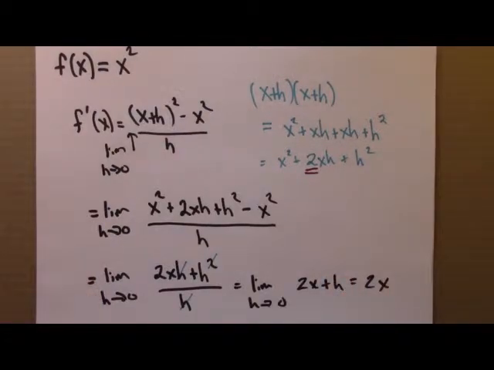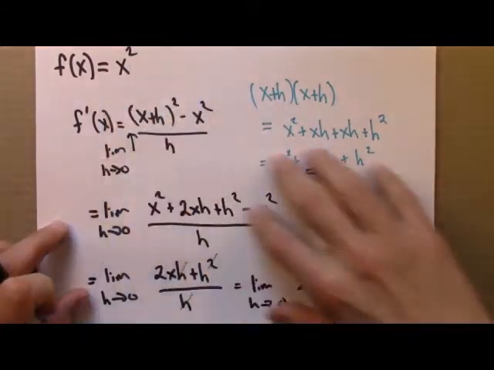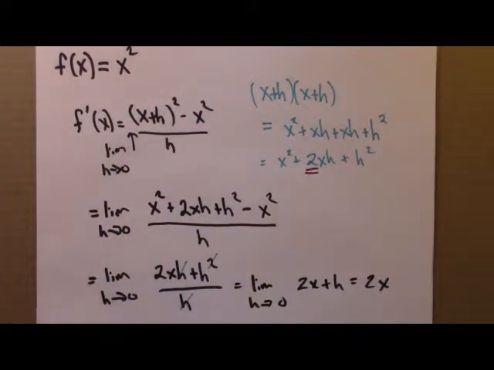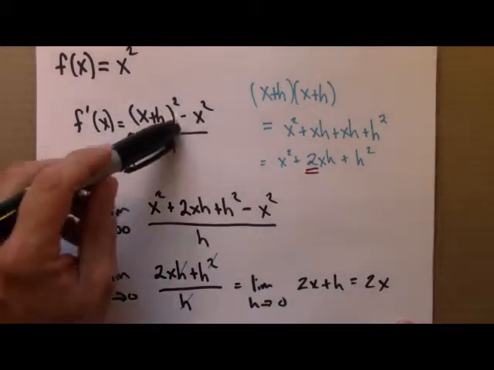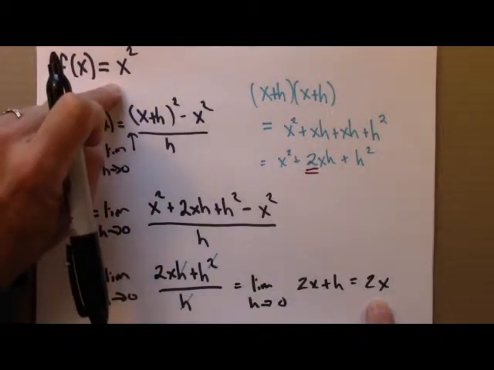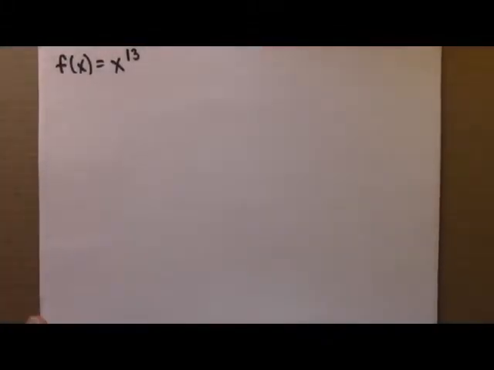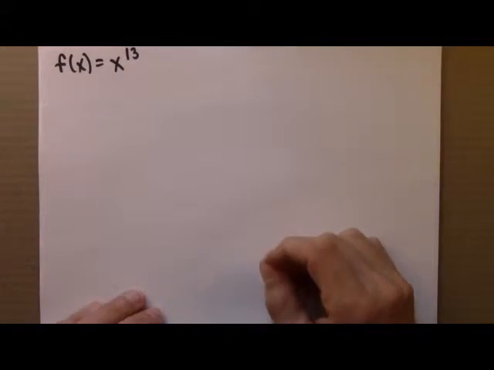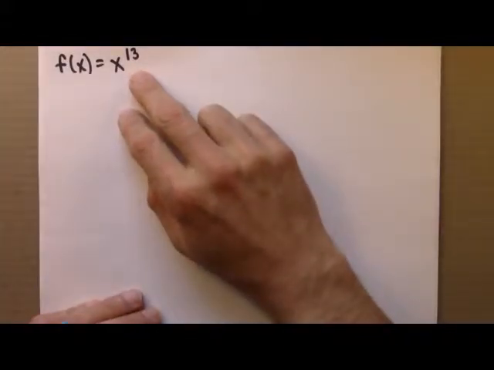So we've done this before, but I wanted to do it again before I did a more complicated thing, just to remind you how we can use foiling and the definition of the derivative to come up with a formula for the derivative of x squared. Suppose that instead of x squared, we had something a bit more complicated, like x to the 13.